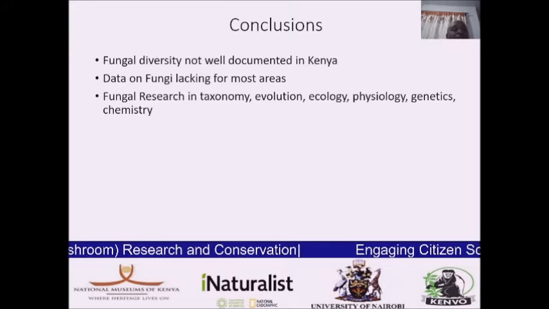To conclude my presentation, I would say that the fungal diversity in Kenya is not very well documented, and data on fungi for most areas is lacking. And this gives opportunities for fungal research in taxonomy, evolution, ecology, physiology, genetics, and even chemistry.